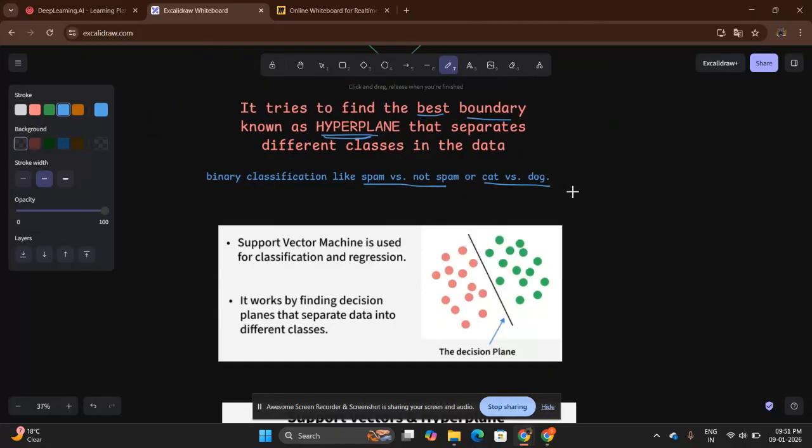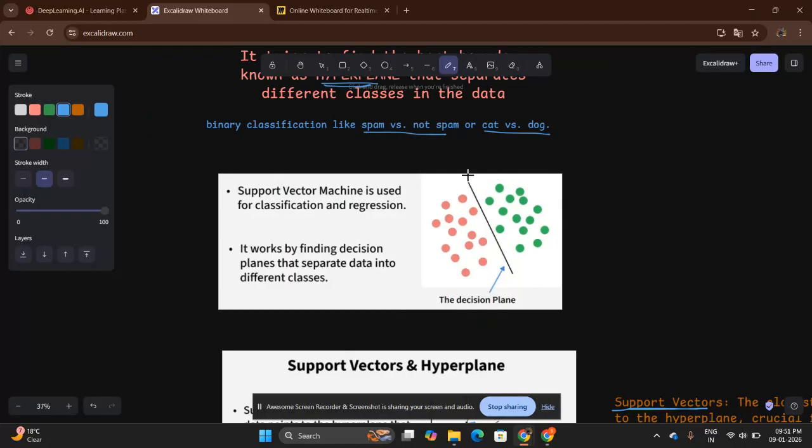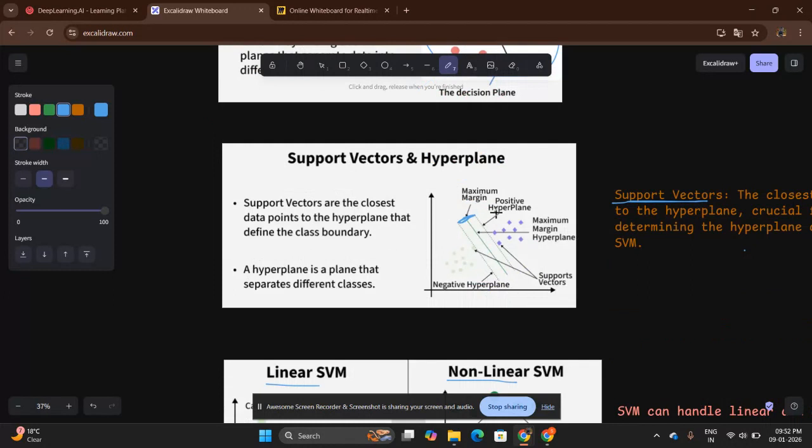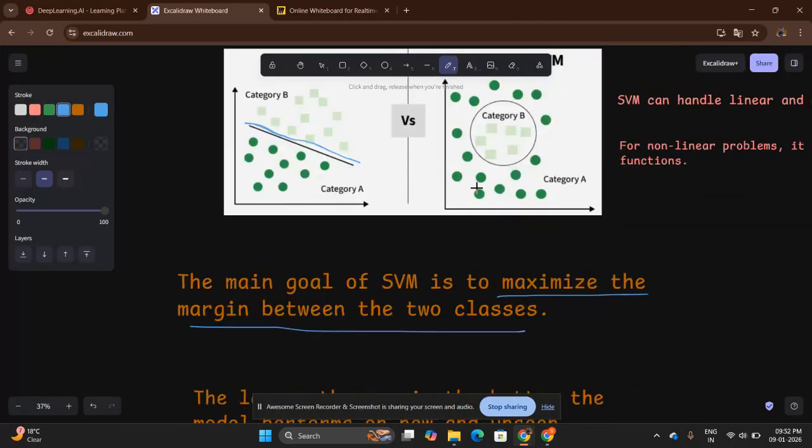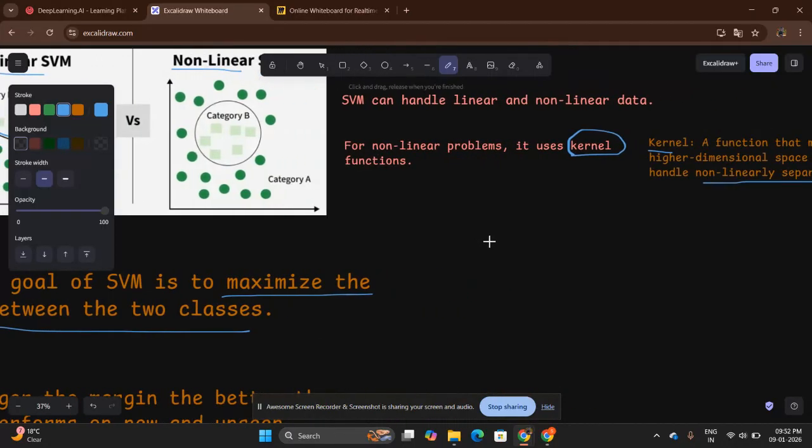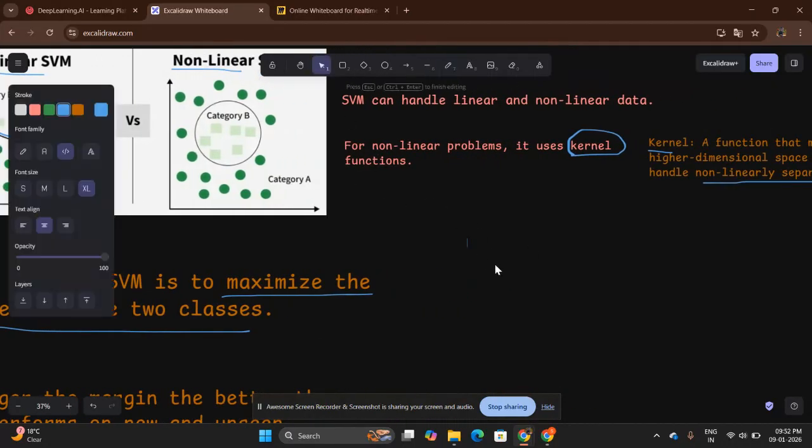There are some examples like spam, not spam, cat, dog. It is a simple graphical structure where we can analyze how the two different classes are classified by drawing the decision plane. Here are some concepts: what is margin, that is the difference between the two boundaries. What are the support vectors, that are the data points which are closest to the hyperplane. And the distance is calculated by using the Euclidean distance formula.